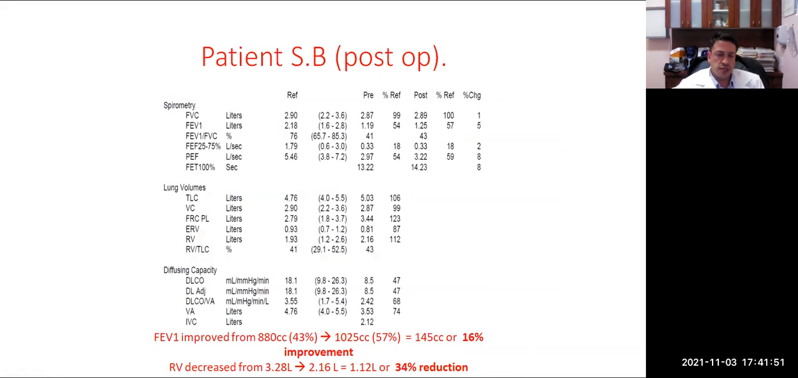And these are her PFTs 3 months later. So as a reminder, her FEV1 improved 16%. So it went from 43 to 57% predicted. She gained 145 cc's. The residual volume decreased by 1.1 liter, which was a 34% reduction. So now the residual volume is 112 instead of 175.